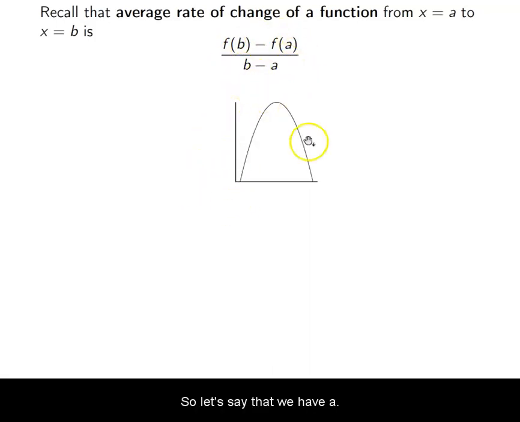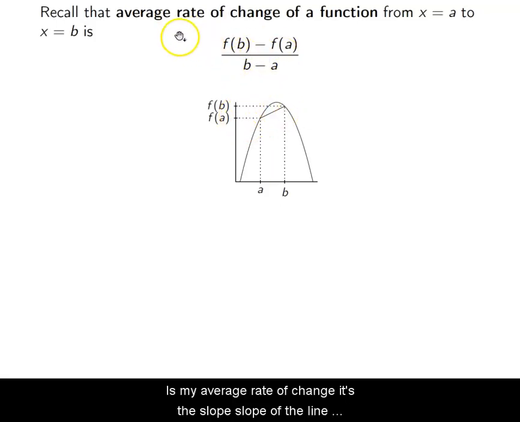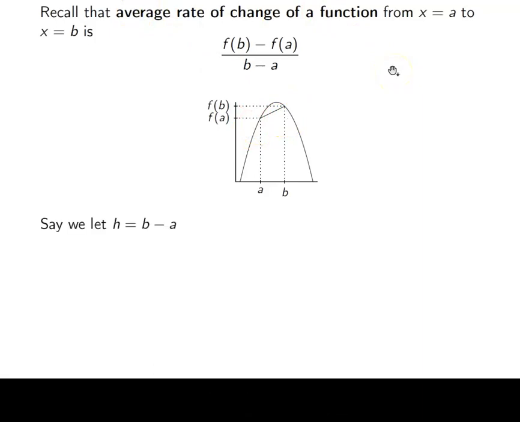Right. So let's say that we have a parabola, okay, concave down parabola. If I start from a point A and I look at a point B, this line here, the slope of this line is my average rate of change. It's the slope of the line, right? So difference in y values over the difference in x values. So it's the slope of the line that connects the 2 points. That's what average rate of change is, okay?